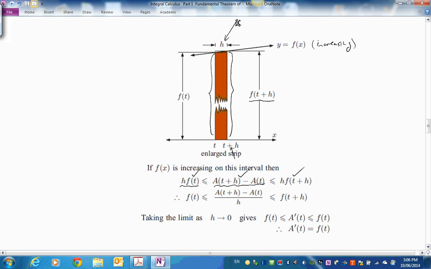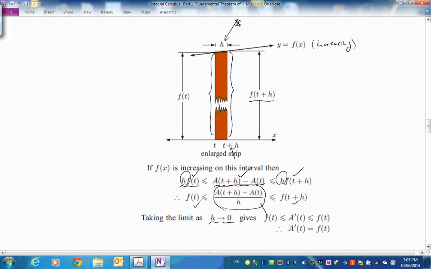Our area function gives us our actual area. Let's divide through by h. Divide everything by h. And we have a middle term, looks like that. We're saying that that middle term is greater than f of t and it's less than or equal to f of t plus h. As h tends to naught, what does it mean?